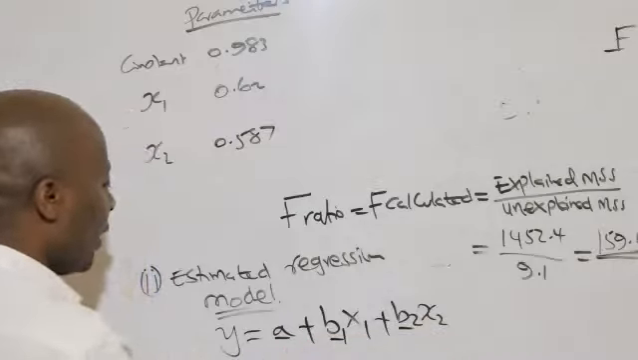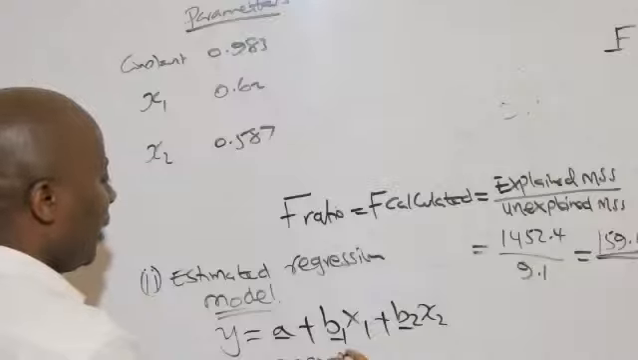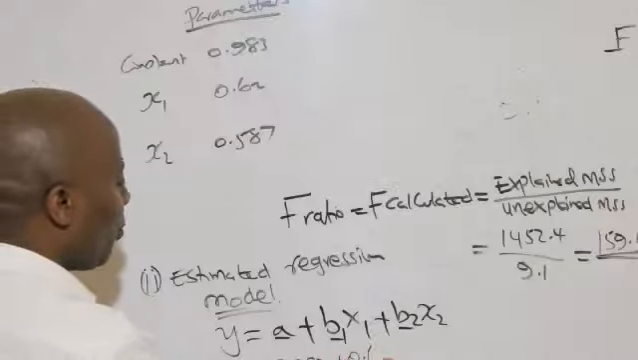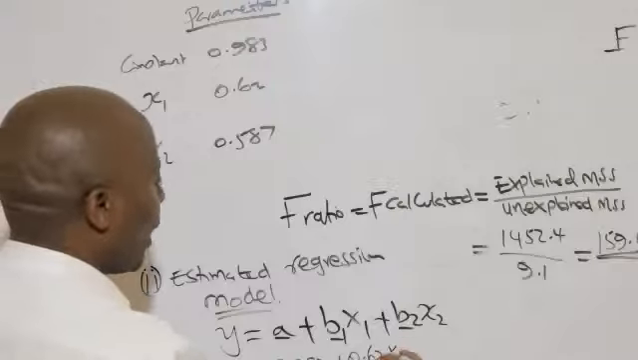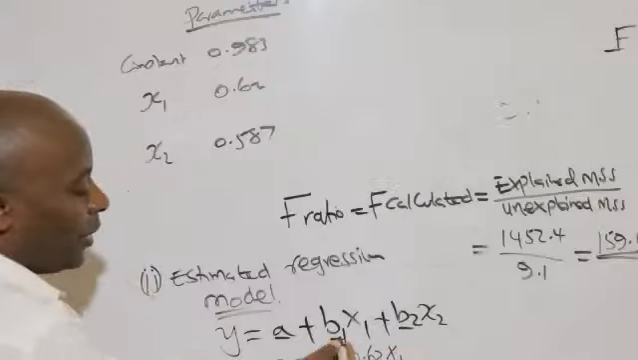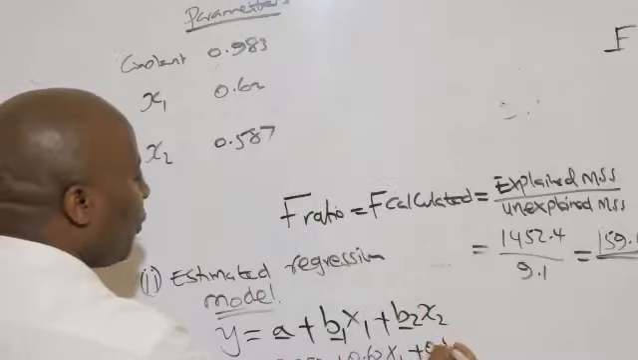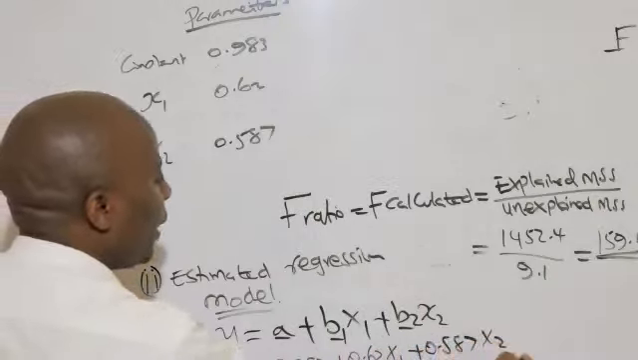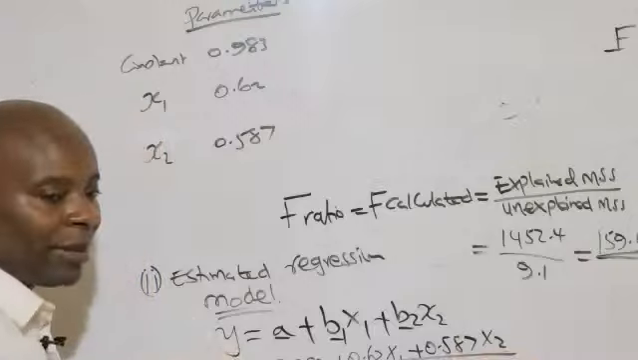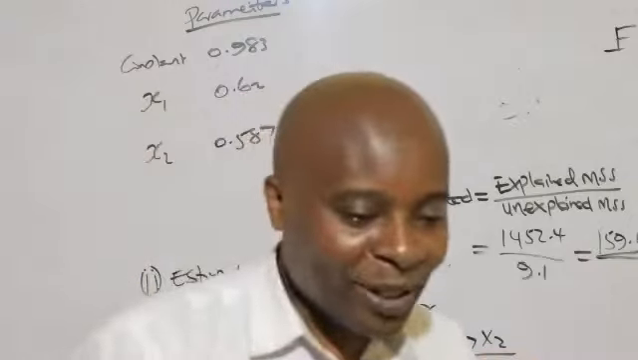So our Y will be equal to a, which we have here as 0.983, plus b1, which is 0.62 x1, plus b2, which is 0.587 x2. And then you double underline, you get all the marks.